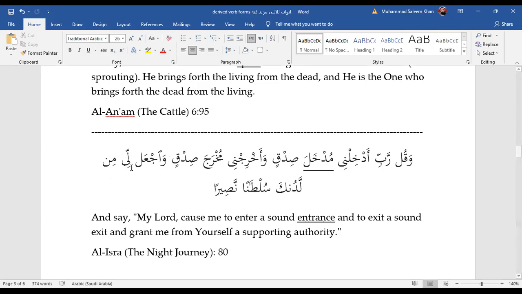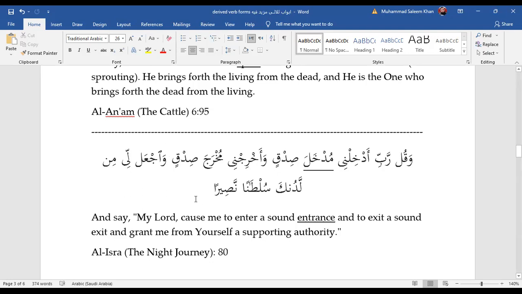We can make it as maf'ul bihi, and we can say that li min ladunka is the first maf'ul bihi, and sultan and nasiran is the second maf'ul bihi, because the verb ja'ala also requires two مفعول. Yes, it requires maf'ulain. So it also requires two objects. So li min ladunka is the first one, and sultan and nasiran is the second one.